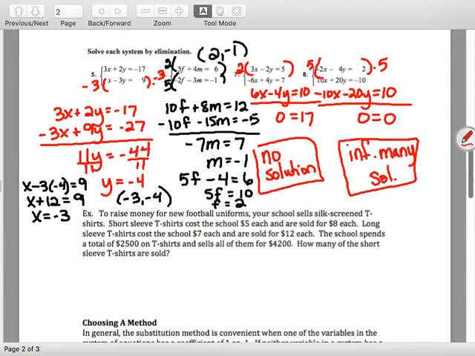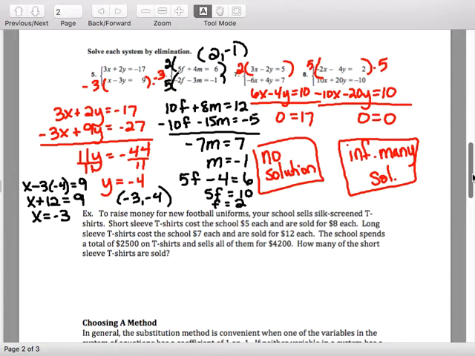All right, so let's see a word problem example. This is like our third time to really talk about this. We did it in the notes yesterday, the homework, and now we're talking about it in the notes today. To raise money for new football uniforms, your school sells silk screen t-shirts. Short sleeve t-shirts cost the school $5 each and are sold for $8 each. So it's how much you're purchasing them and how much you're selling them for. The school spends a total of $2,500 on t-shirts, but sells them for $4,200. How many of the short sleeve t-shirts are sold?